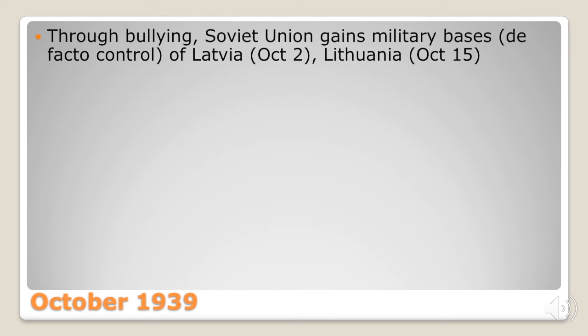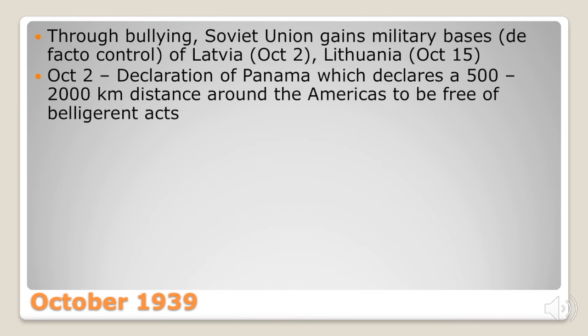And remember, these countries were created out of those lands with the Paris Peace Conference. And for Stalin, this means that he has gained himself extra buffer areas to protect the heart of the Soviet Union. October 2nd, there's a Declaration of Panama by the U.S., which declares a 500 to 2,000 kilometer distance around the Americas to be free of belligerent acts.